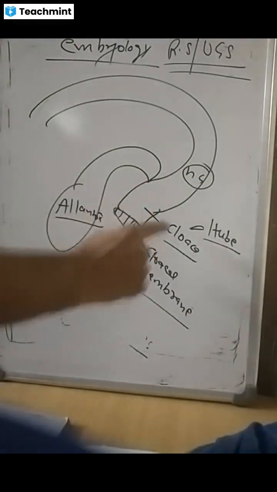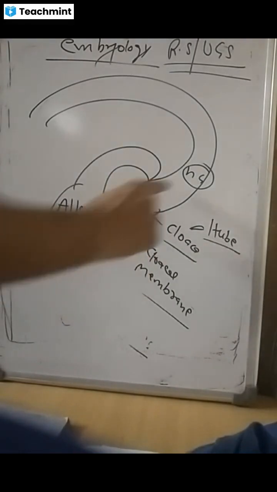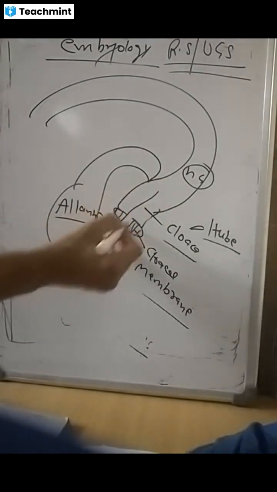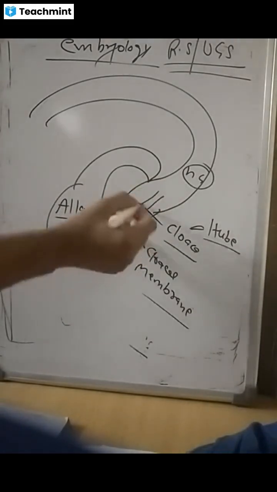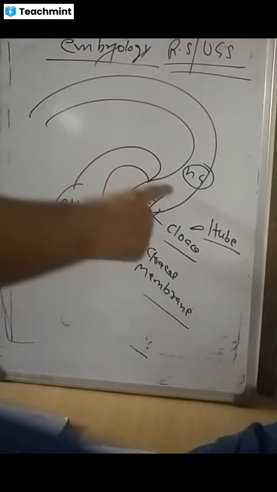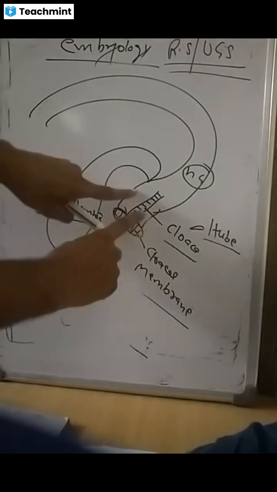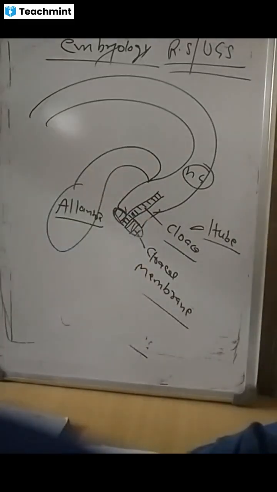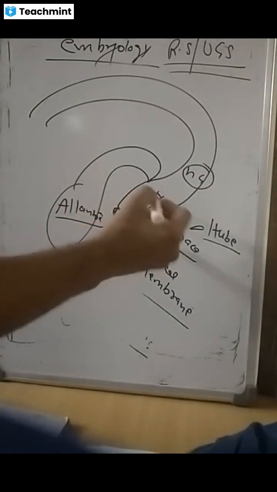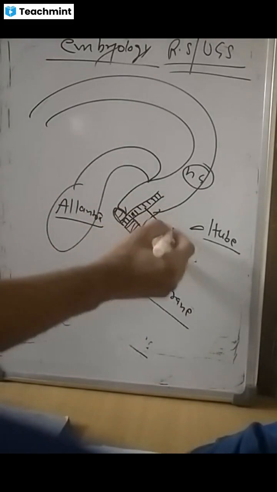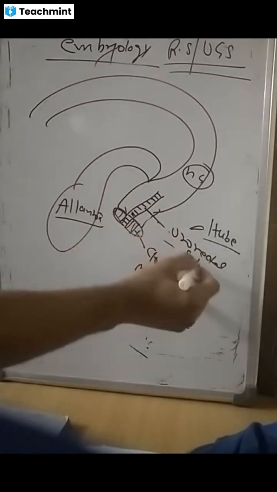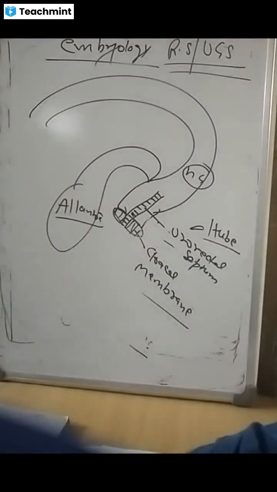Sometimes what happens? This cloaca is divided by a septum. One septum develops like this, and this septum will divide the cloaca into two tubes. This septum is the urorectal septum.